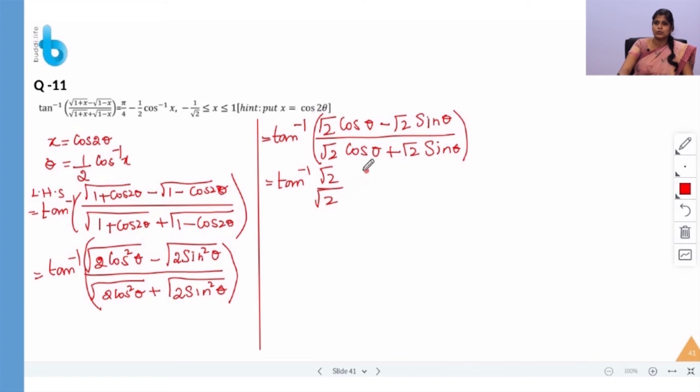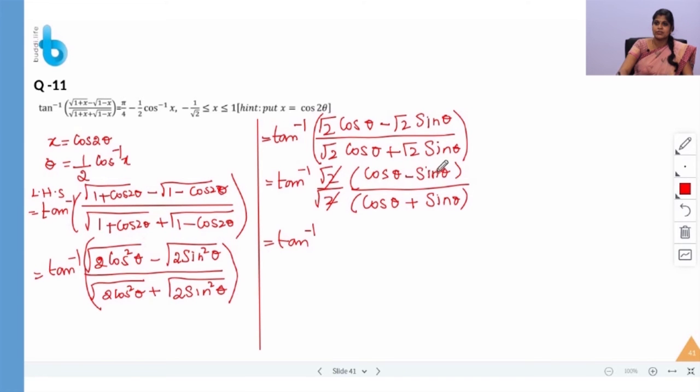Okay, now root 2 will get cancelled, and see, actually we have tan inverse here, and if I have a tan function here, I can take away this tan function, right? So I have sine here. If I divide the sine by cos, I will get tan. So what I am going to do is divide each term by the cos function. For that purpose, I am dividing each and every term by cos.